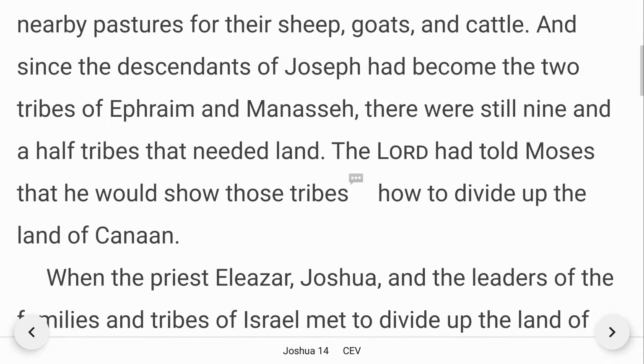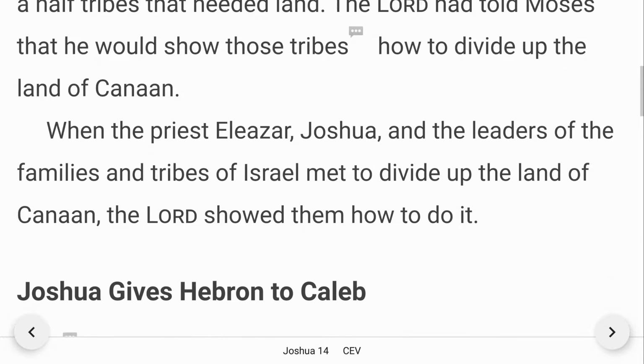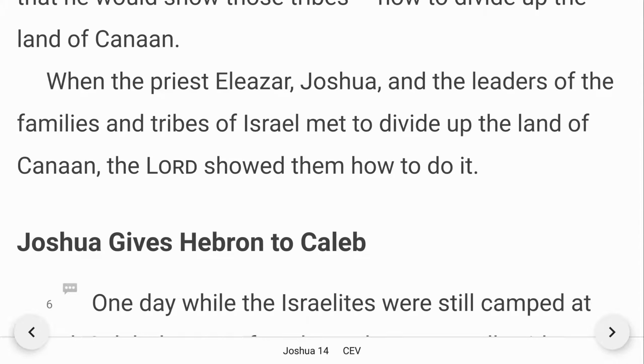The Lord had told Moses that he would show those tribes how to divide up the land of Canaan. When the priest Eleazar, Joshua, and the leaders of the families and tribes of Israel met to divide up the land of Canaan, the Lord showed them how to do it.